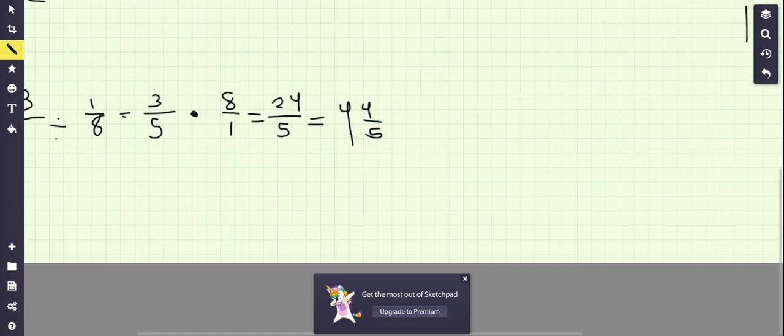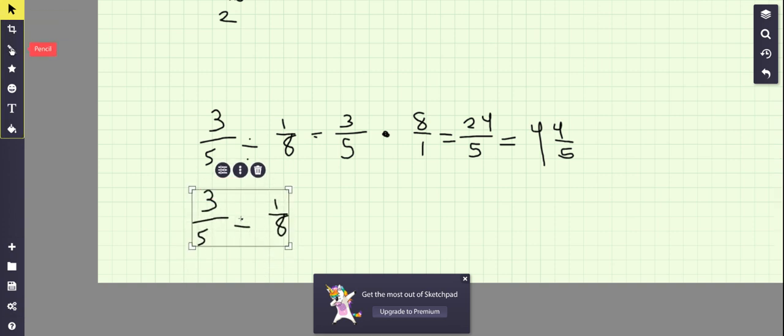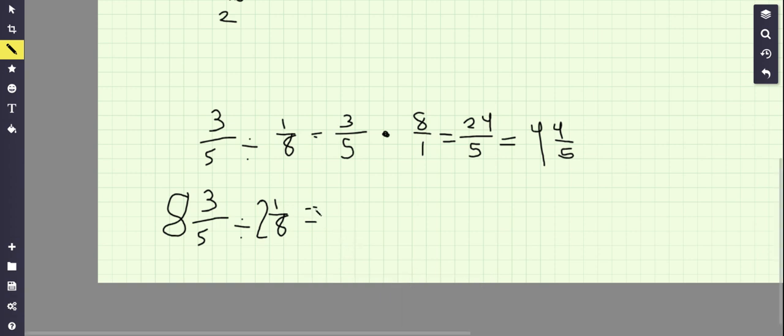Before you try, let's look at a mixed number word problem. What would we do if we had a mixed number? Remember, whenever you multiply or divide fractions with mixed numbers, you always have to convert them to improper fractions. To convert to an improper fraction, you take the whole number, multiply by the denominator, and then add the numerator.